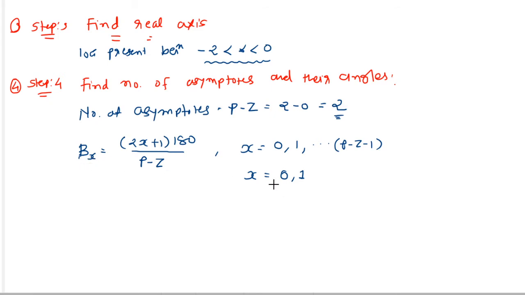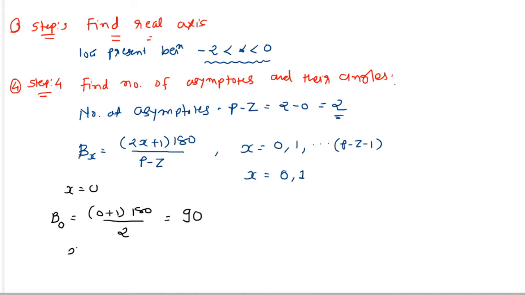So we calculate the angle for the values 0 and 1. When x equal to 0, beta 0 is equal to (2 multiplied by 0, that is 0, plus 1) times 180, and p minus z is 2. So 180 divided by 2 is 90.